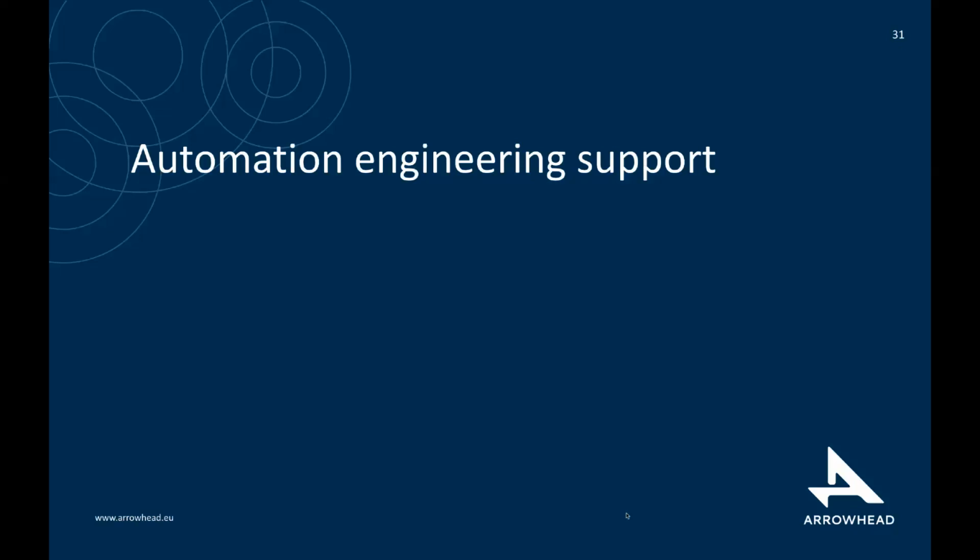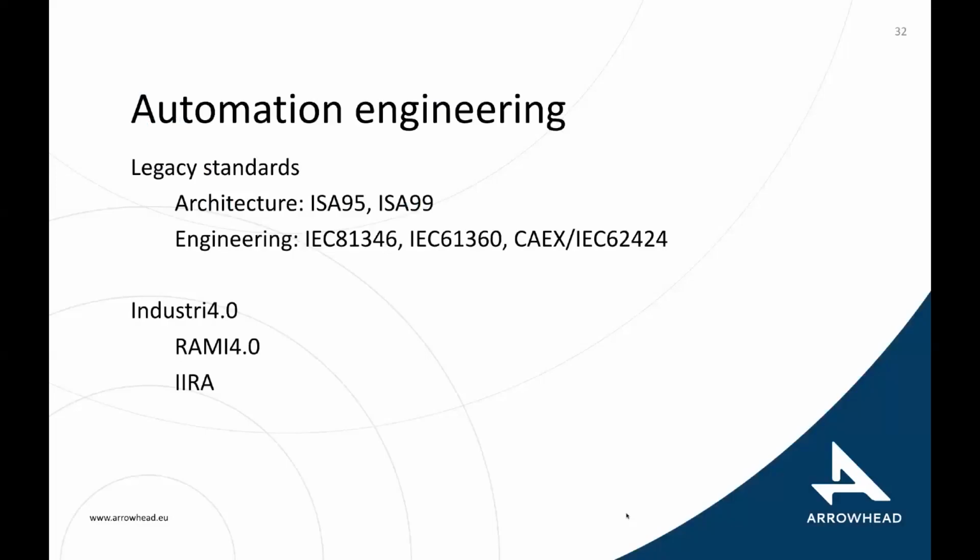So how do we support automation engineering? How do we do that? Currently, there are a number of standards for doing so: ISO 95, ISO 99, IEC 81346, etcetera. And the new ones are Industry 4.0 standards, RAMI 4.0, and IIRA. The new ones, the engineering standards, are not covering these new standards. That's very clear.